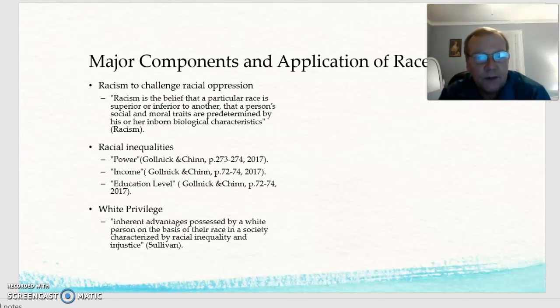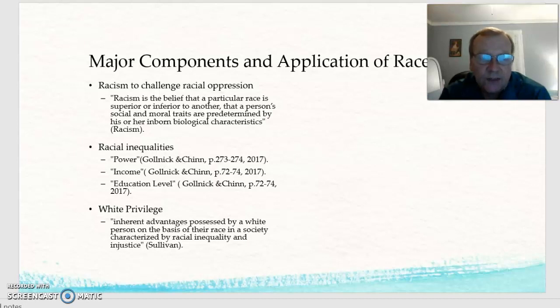The major components and application of critical race theory are racism, to challenge racial oppression. Racism is the belief that a particular race is superior or inferior to another, that a person's social and moral traits are predetermined by his or her inborn biological characteristics.